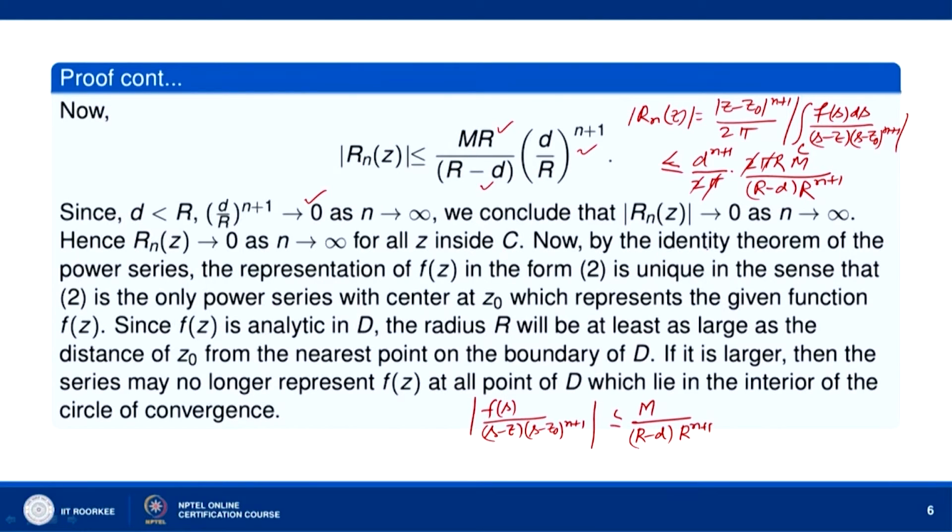Now, let us apply the identity theorem of the power series. So, by the identity theorem of the power series, the representation of f z in the form 2.